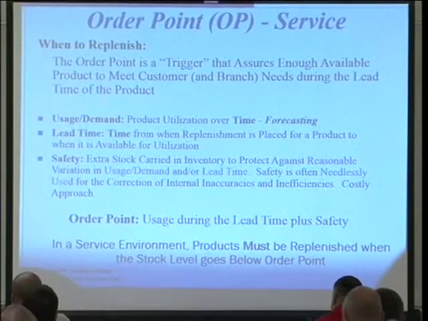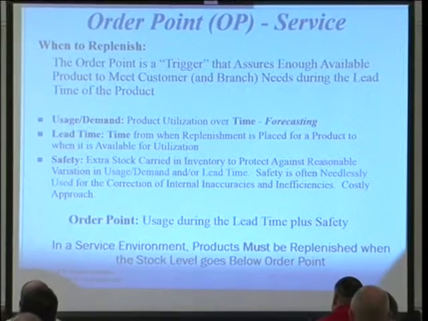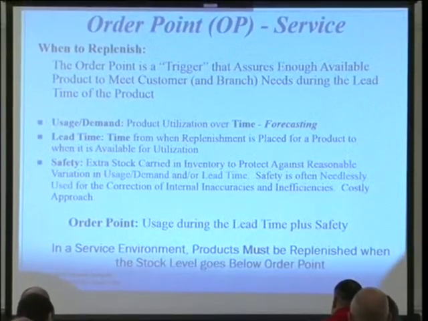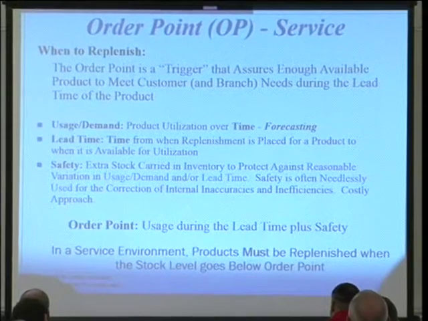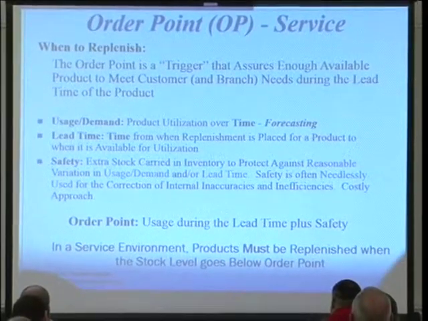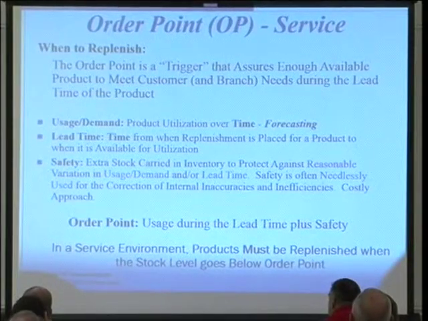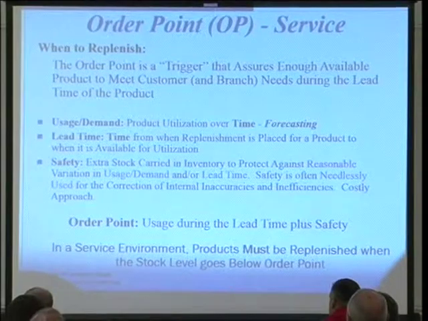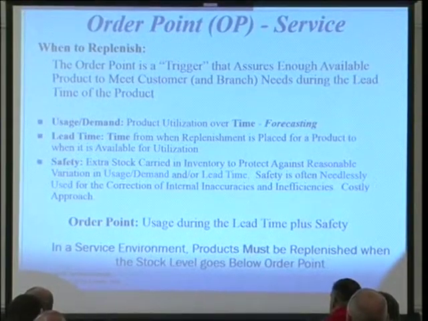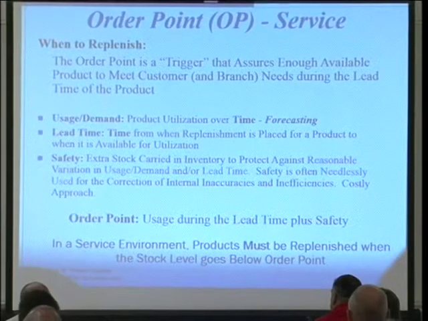So first of all, the order point is a trigger that assures enough available product to meet the customer or branch needs during the lead time of the period. So that's all it's saying. If it takes 7 days to get this product in, the order point's going to signal you when you're down to 7 days supply plus some safety. Just say you're down to how long it takes for it to get in. You better place a PO or a transfer if you don't want to run out. That's all order point's really doing.